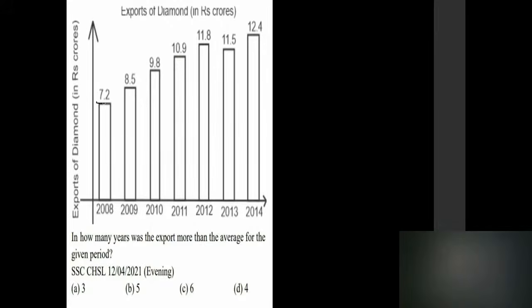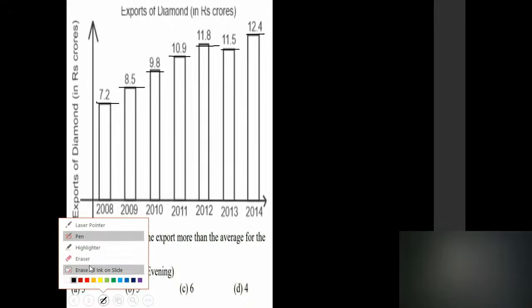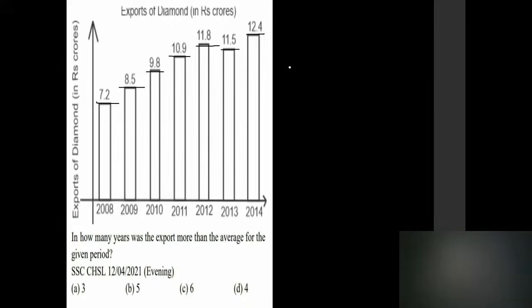So to find the average of the given numbers, first we should add all these numbers. After adding all these numbers, we should divide it by the total number of years. If you observe, the total number of years is 7. So average equals sum of all the numbers divided by 7.